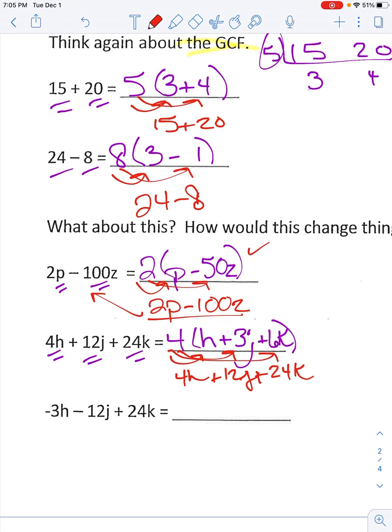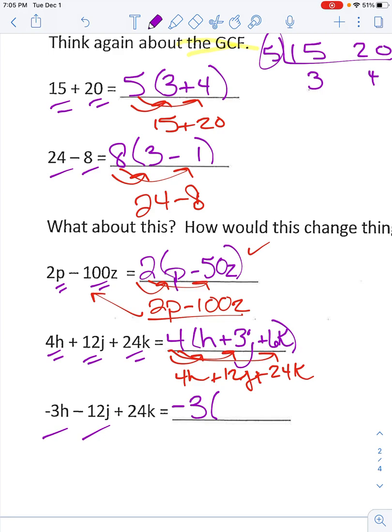Alrighty. And the last one, we have a negative 3h, negative 12j, and a 24k. Again, they're all different variables. We can't combine anything. So we're just going to look at 3, 12, 24. What do they have in common? A 3. I'll talk about this in a second, but this one's negative, third one's not. I'm going to go ahead and just factor out a negative 3. They do have a 3 in common. I'm going to factor out a negative 3.